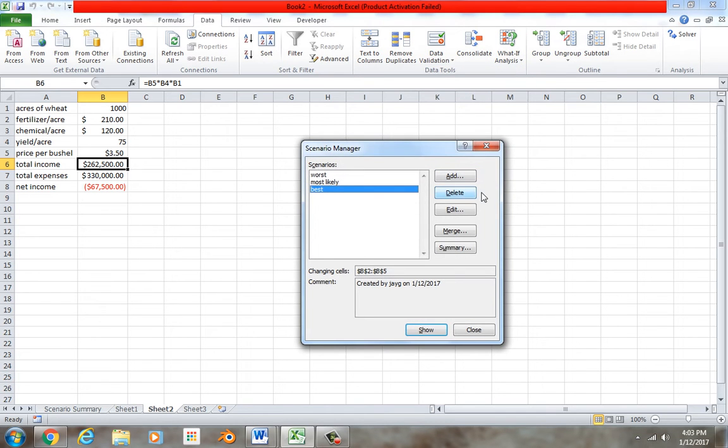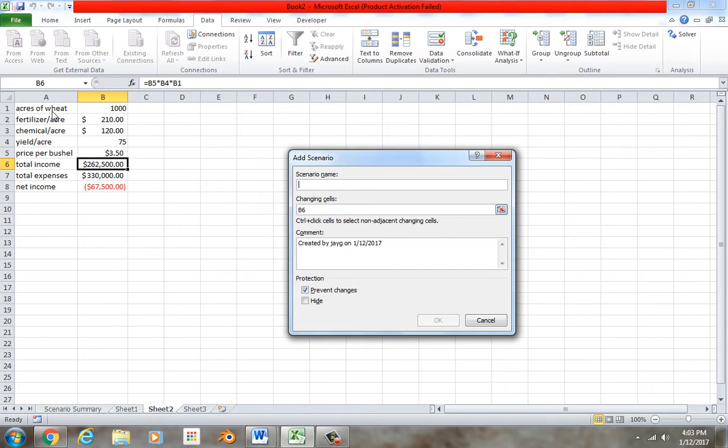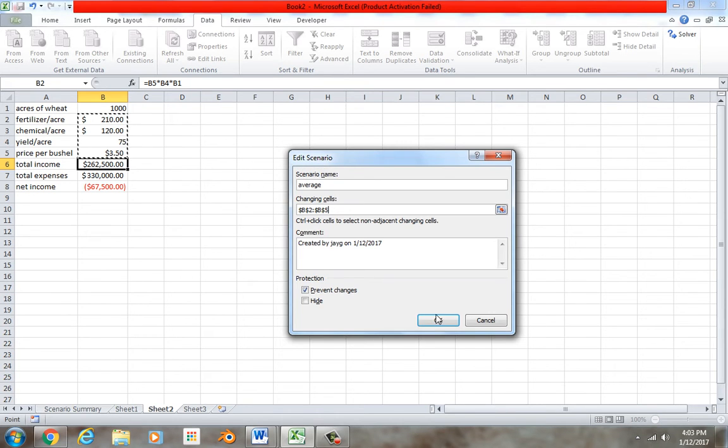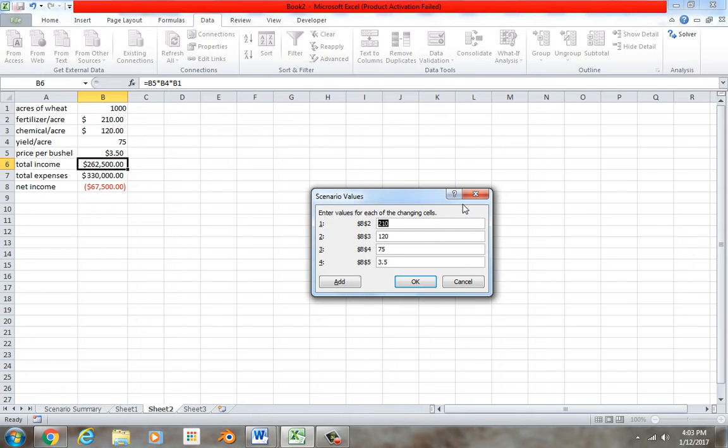So I'm going to go to Scenario Manager, and I'm going to then get rid of those again. I'm just going to show you how to start this thing. So the scenario name, I'm going to go with most likely, or average maybe. And what I'm going to change is the costs per acre and the yield and the price per bushel, those four things. Now, the fact that I'm changing four things might lead you to believe I should have about 18 different options here. And you totally could do that.